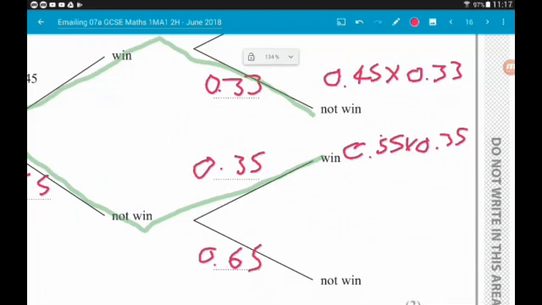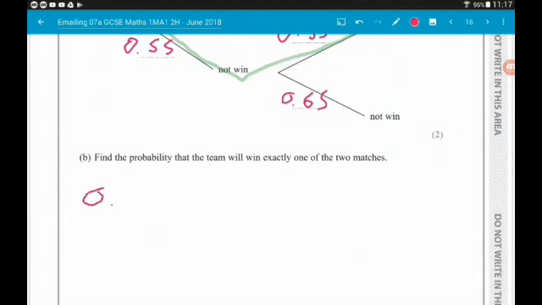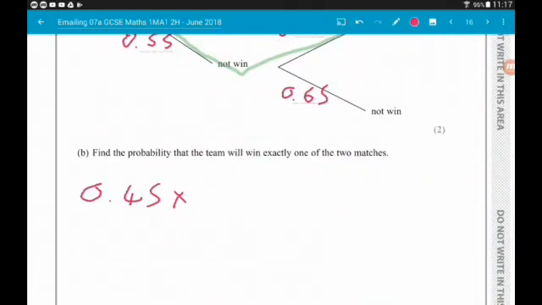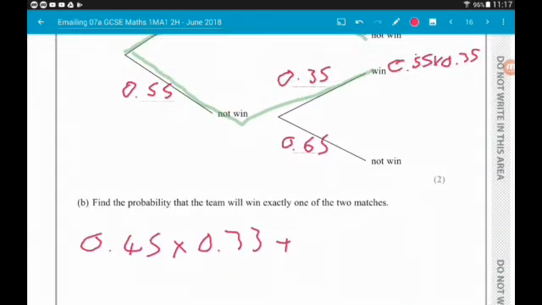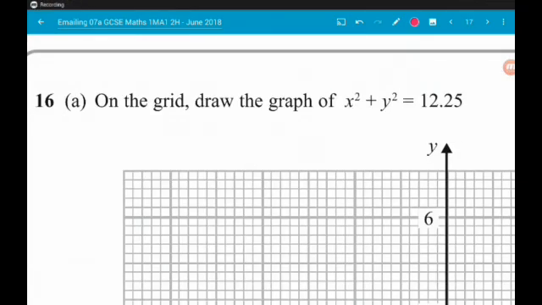Okay, so when we have two probabilities of two different routes, we now add them together. So whatever 0.45 times 0.33 is, we're going to add that to the second one, 0.55 times 0.35. So whack that in your calculators and we should get 0.341.